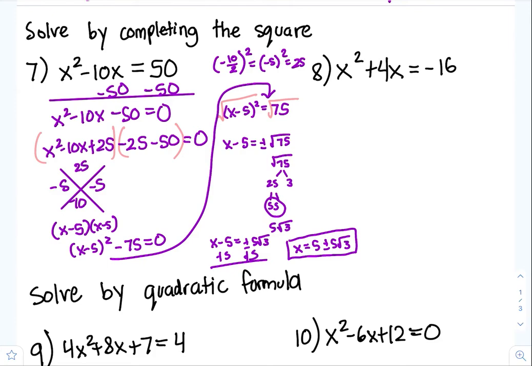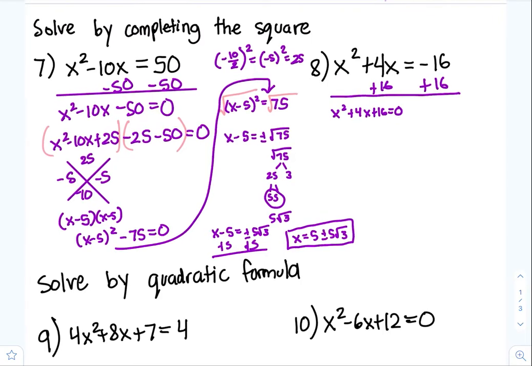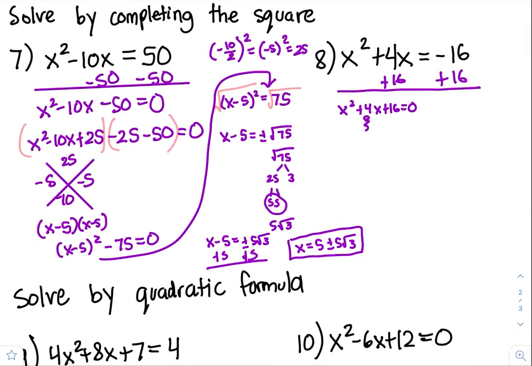There's a lot to encompass right there, but again, it's just something that you guys just need to practice. Alright, let's look at number 8. This is where you guys add by, make sure it's equal to 0. So we got x squared plus 4x plus 16 is equal to 0. Now again, take half the middle term and then you guys square it.